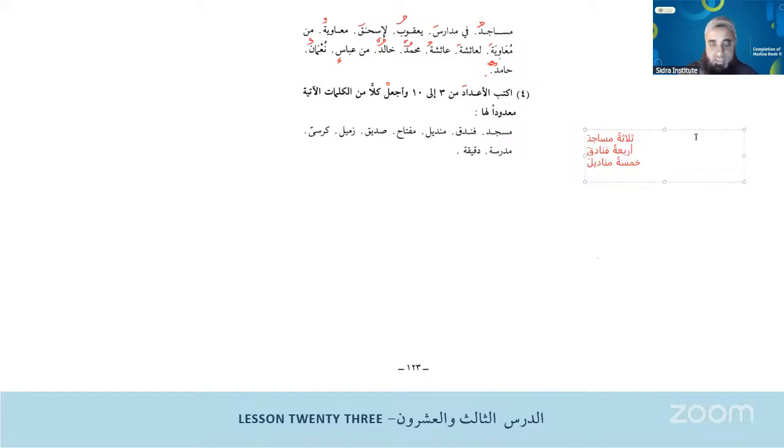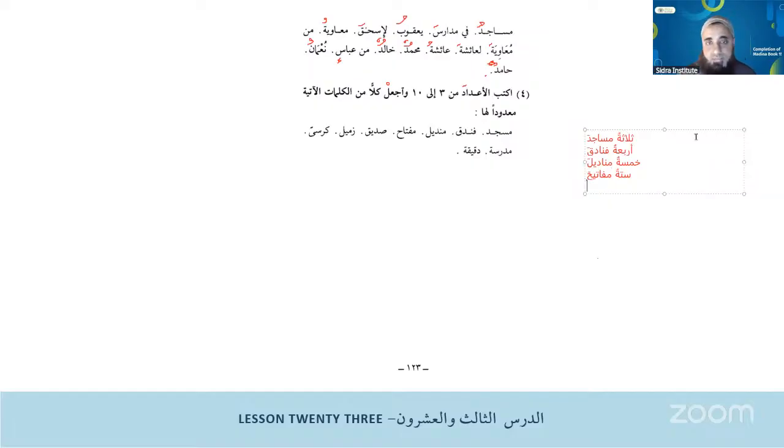Let's make it 6 keys. So sittatu mafatiha. That is 6 keys. Notice all these words are ghair munsarif. That's why we are bringing fatha bila tanween, even though it is mudaf ilayh.